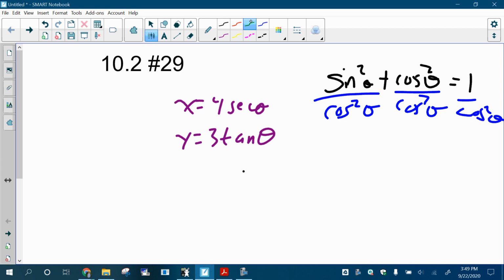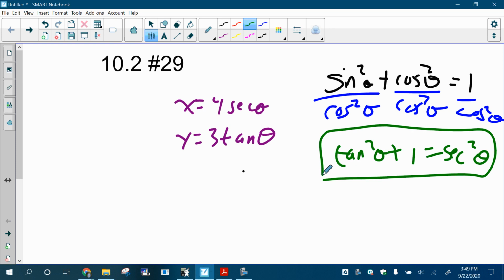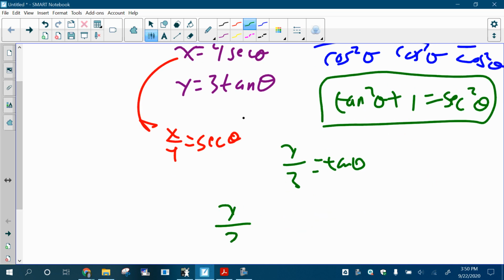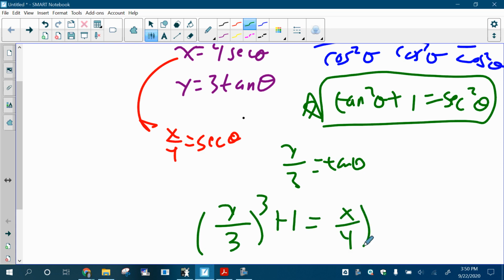Sine squared over cosine squared. Well, that's tangent squared. Cosine squared over cosine squared, that's 1. 1 over cosine squared, that's secant squared. Okay? So now I got this formula that's an identity relating tangent squared and secant squared, and I'm going to use that to my advantage here. So I'm going to say x divided by 4 equals secant, y divided by 3 equals tangent. So using that green identity, y divided by 3 squared plus 1 should equal x divided by 4 squared.